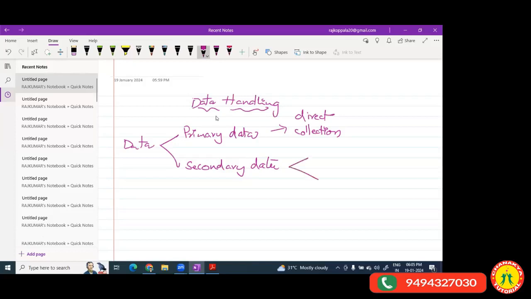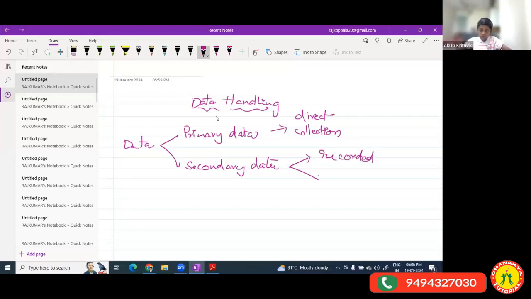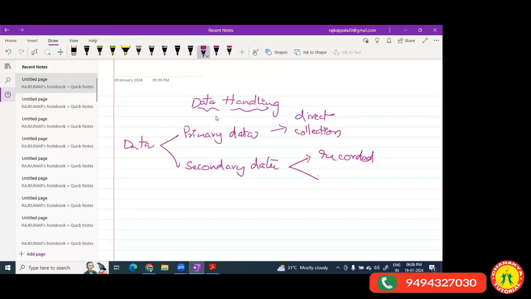And secondary data means it is already recorded. For example, if I want the date of birth of your 7th standard students, I will go to your office and check your attendance register or some records, and from that I will get all your dates of birth, right? Is it correct? Yes. Why? Because it is already recorded in your school records. That type of data is called secondary data.